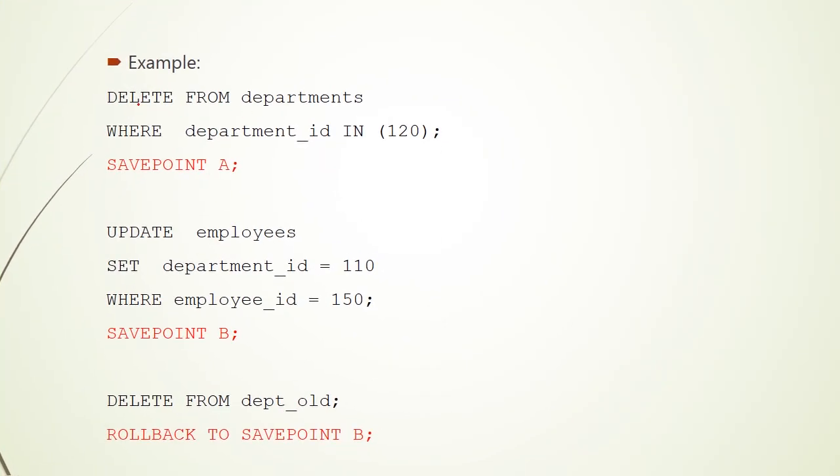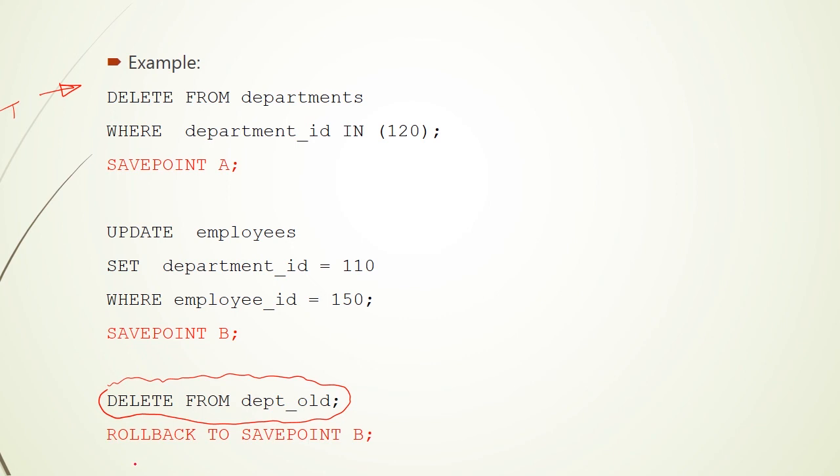Delete from department, so the transaction starts here. Update employees, set department ID where employee ID equals 150. Delete from dept_all. Let's assume that we run this statement by mistake. We don't specify a where condition here. So all rows in dept_old are removed, and we want to roll back the changes.